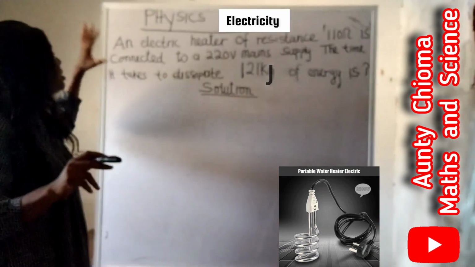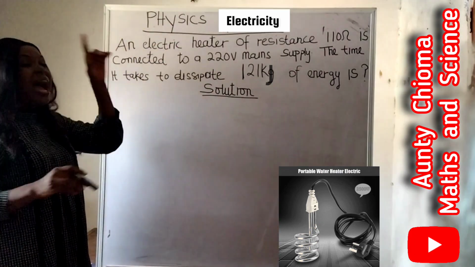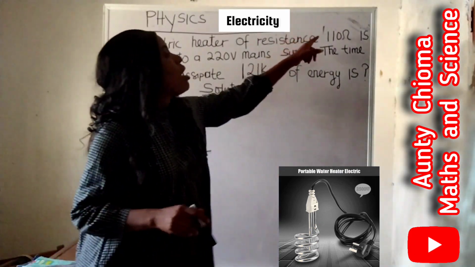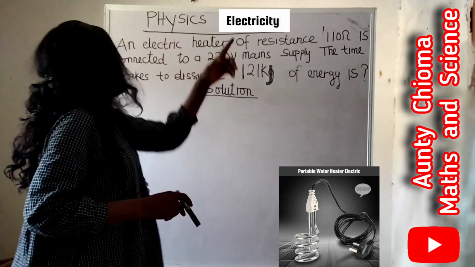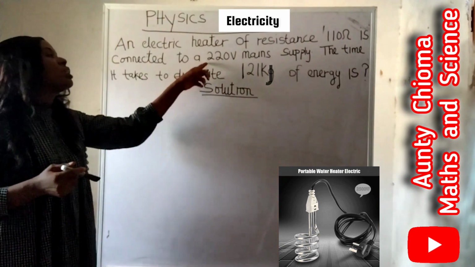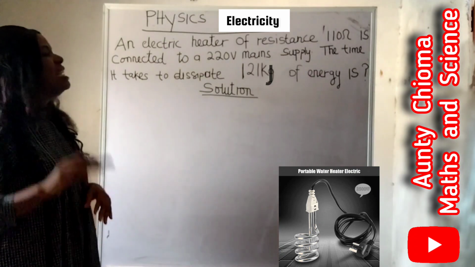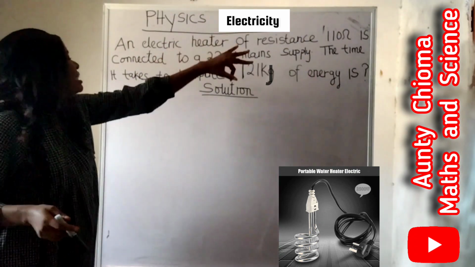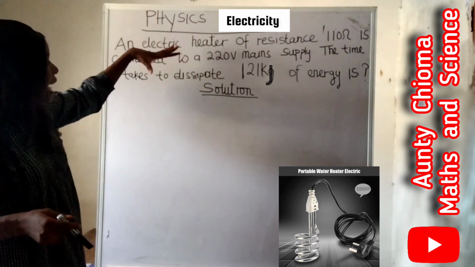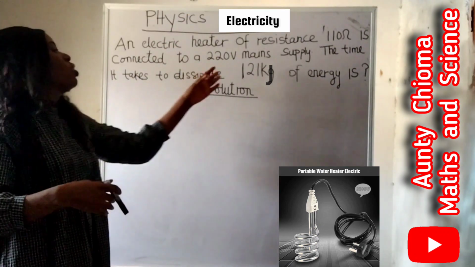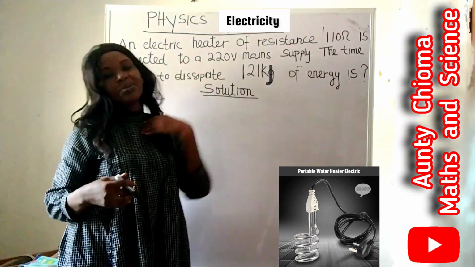Yes. Now, the question says that an electric circuit, which is an electric heater in this case, has a resistance of 110 ohms. Okay? And it is connected to a 220 volts main supply. Okay? Now, the question asks us, the time it takes for this electric heater to dissipate, to give out 121 kilojoules of energy is what?